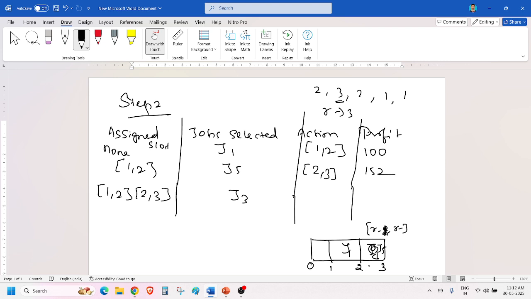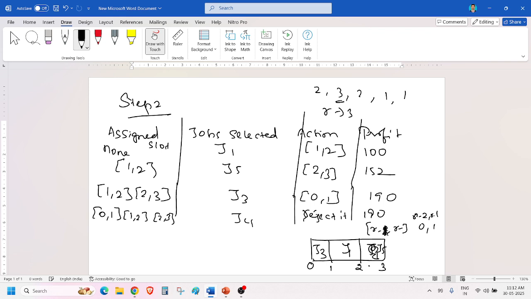We have only the remaining slot 0 comma 1, so you will get 0 comma 1, and you will get a profit of 190. So that's the thing. Next is 0 comma 1, 1 comma 2, 2 comma 3. Next I am taking job 4, but already everything is occupied for me, so I cannot take anything, so reject it. So 190 is my profit.